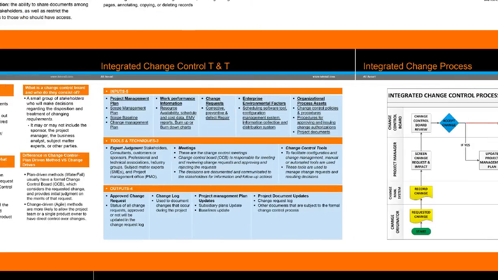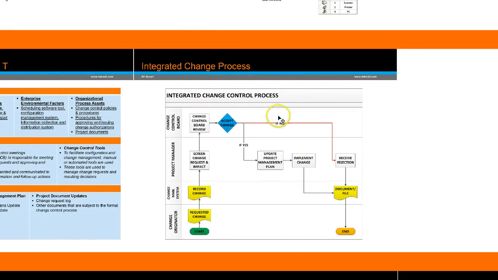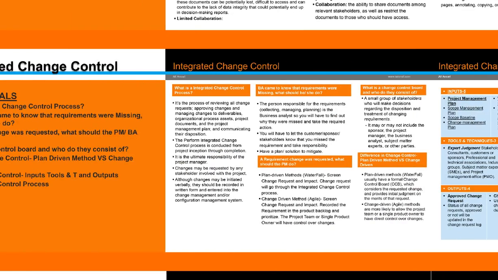So when we go through this, we are going to take a look at the integrated change control process: how it starts, where it originates, what happens to the change, who records it, who requests it, and then, if it gets accepted, what happens to the change, if it doesn't get accepted, what happens to the change, and how the whole process is taken care of.